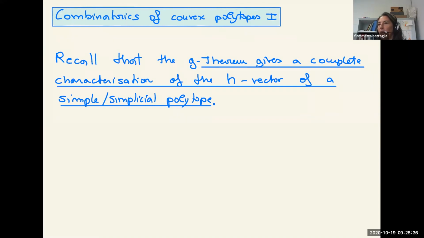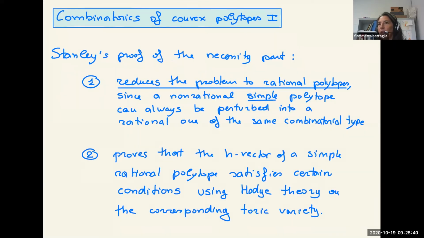Okay, so the proof of the necessity part: if you have an H vector of a polytope, then this vector must satisfy certain conditions. The proof of this part was given by Stanley in a famous paper in, I think, 81, if I remember well. So how does the proof work?